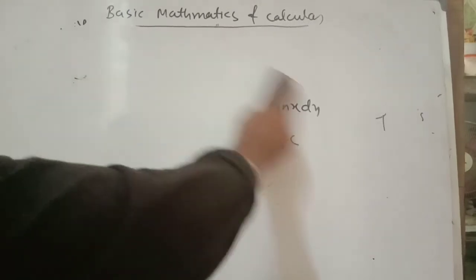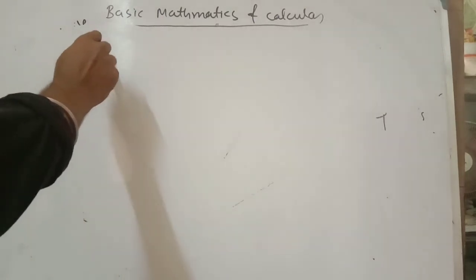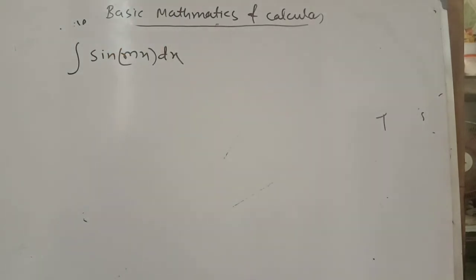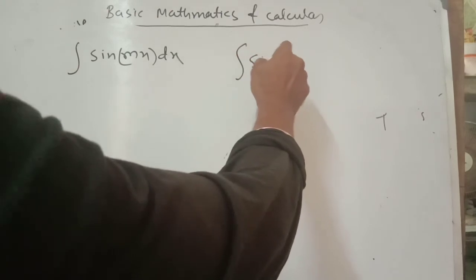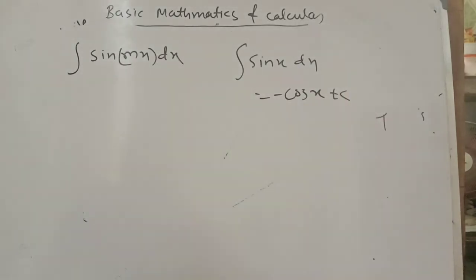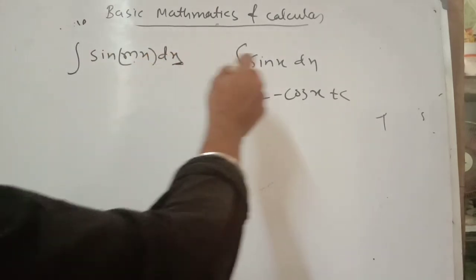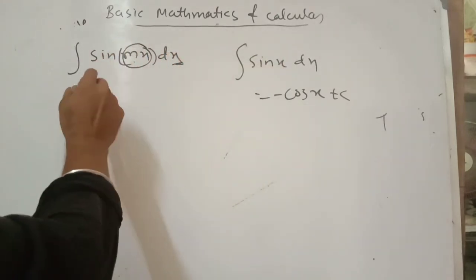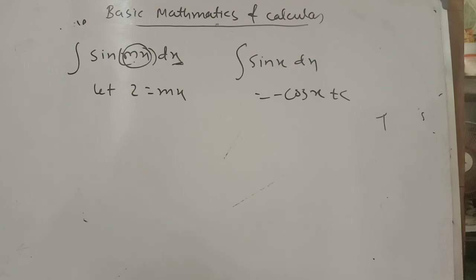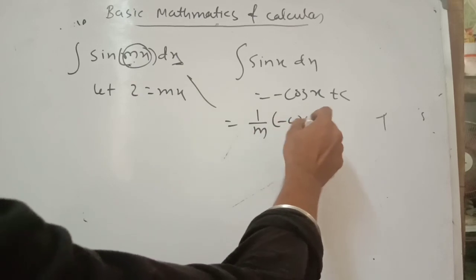Now I am giving another example. How can we find the integration of sin mx? We already know that the integration of sin x dx is minus cos x plus c. Now here we have sin mx with dx. First of all, let z equal mx. We can directly write the formula: 1 by m, times minus cos mx plus c.